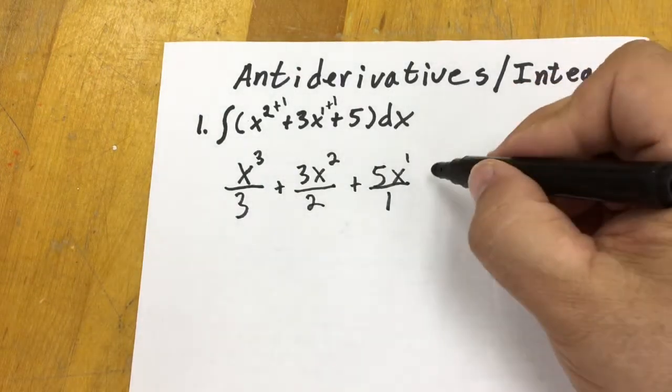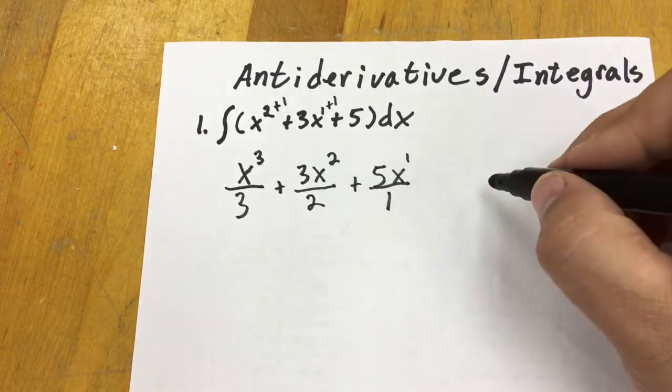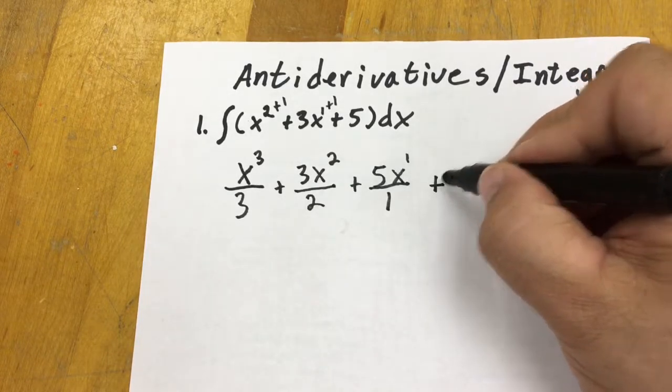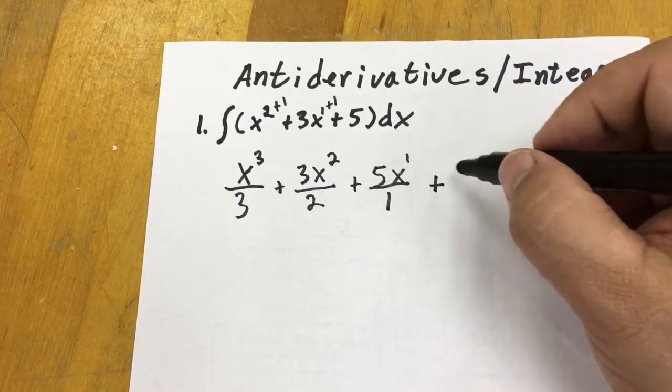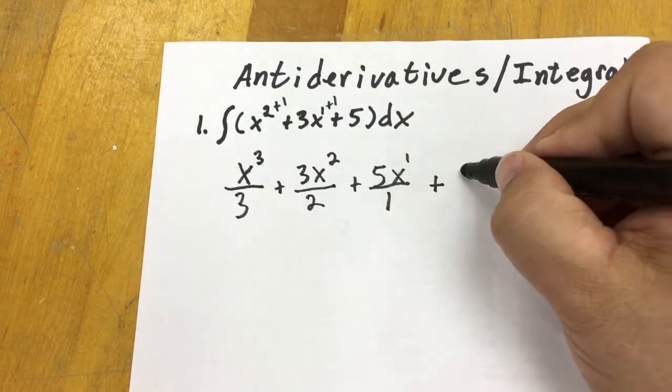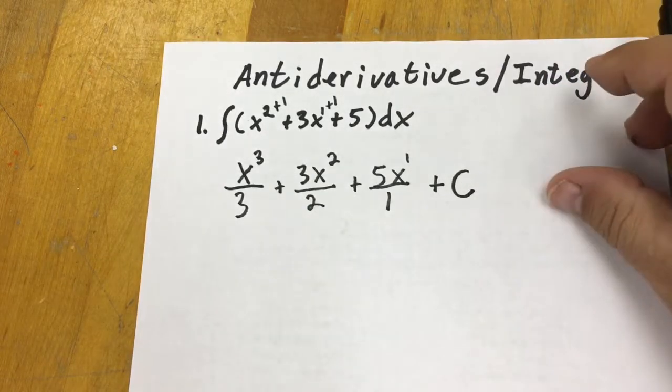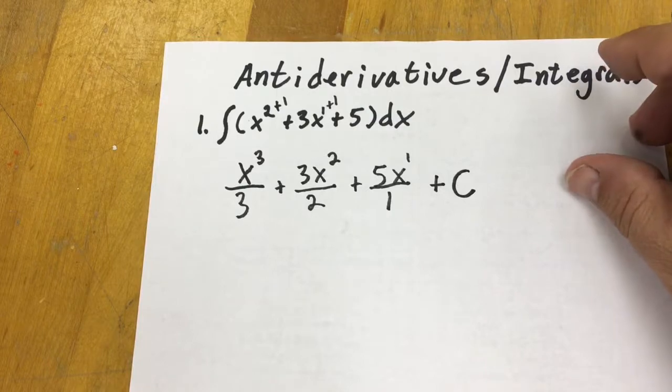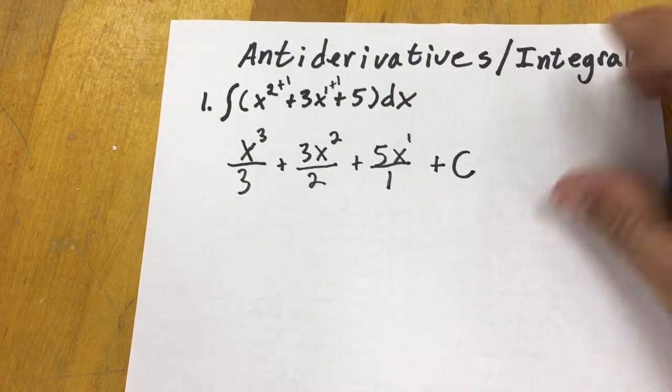And now this is a little tricky because I'm finding the antiderivative. There might have been some number over here that I took the derivative of that disappeared. So we put plus c, meaning some constant, some number. And that's the first antiderivative. I could spruce this up a little, but I'm not going to.